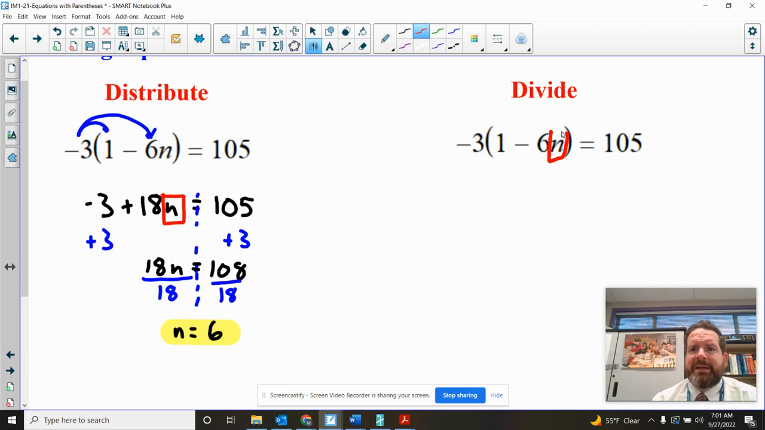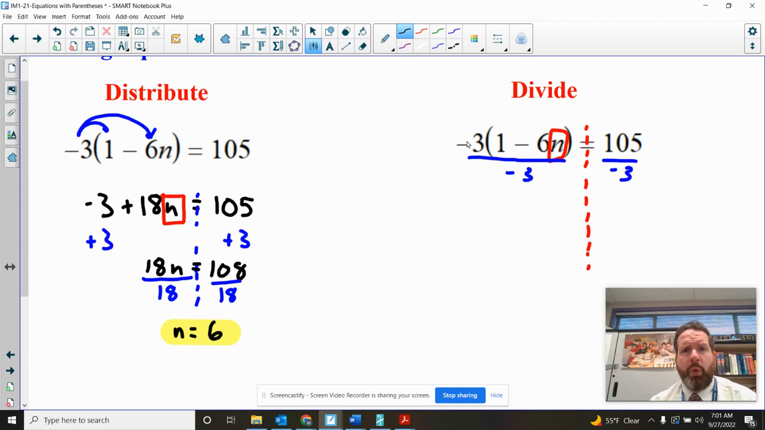My goal is to get n by itself. The 6 and the 1 are in the parentheses with the n, but the -3 is further away. It's outside. Let's divide that -3 over. If we do that, -3 divided by -3, that's just 1. And 1 times the parentheses is just what's in the parentheses. There it is. And on the other side, 105 divided by -3 is -35.